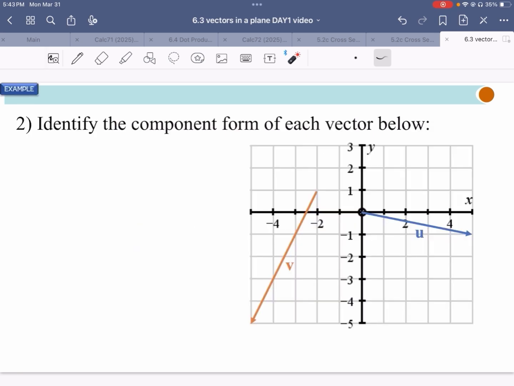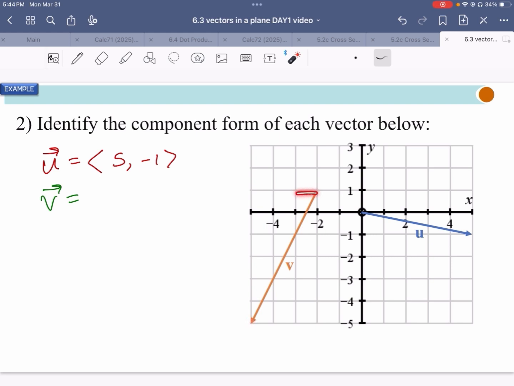On this screen, I'd like you to pause the video and write the component form of vector v and vector u. All right, you should have figured out that vector u's component form is 5 comma negative 1. And this one is not that difficult because the initial point is already at the origin. So you just have to figure out the coordinates of the terminal point, which is at 5 comma negative 1.